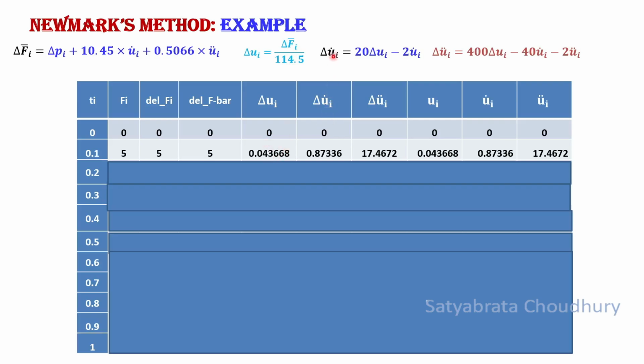Now you get your delta ui through effective force by effective stiffness, so you get this. The velocity increment is obtained through the expression from the previous slide. Ui dot here is 0. Delta ui you have just got this much, so if you multiply by 20 you get this expression for velocity here. The acceleration increment is given through this expression. Previous velocity is 0, previous acceleration is 0, so you have only 400 delta ui. Delta ui value is this. If you multiply this by 400 you get the acceleration expression.